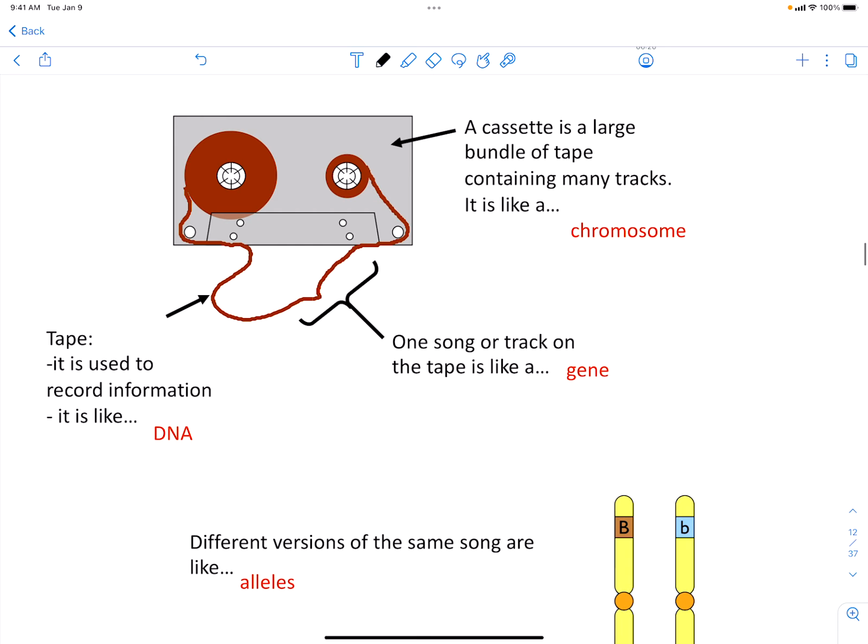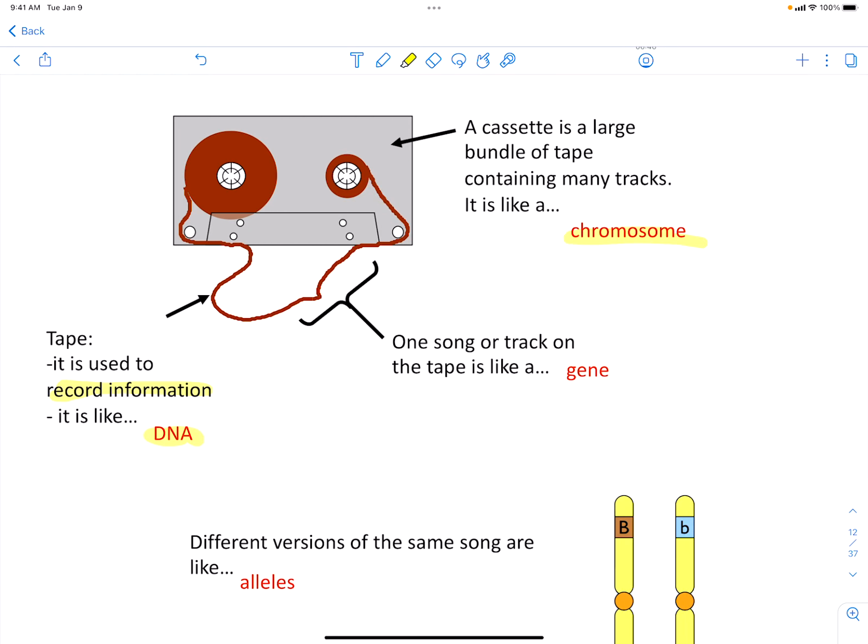All right, so how you can view this is we have this cassette tape. Many of you may not remember cassette tapes, but cassette tapes were used for songs. The tape is recorded information, similar to our DNA. We record this, we want to make sure it stays intact, it doesn't get altered. Now the cassette is a large bundle of these recordings, so you can think of this as a chromosome.